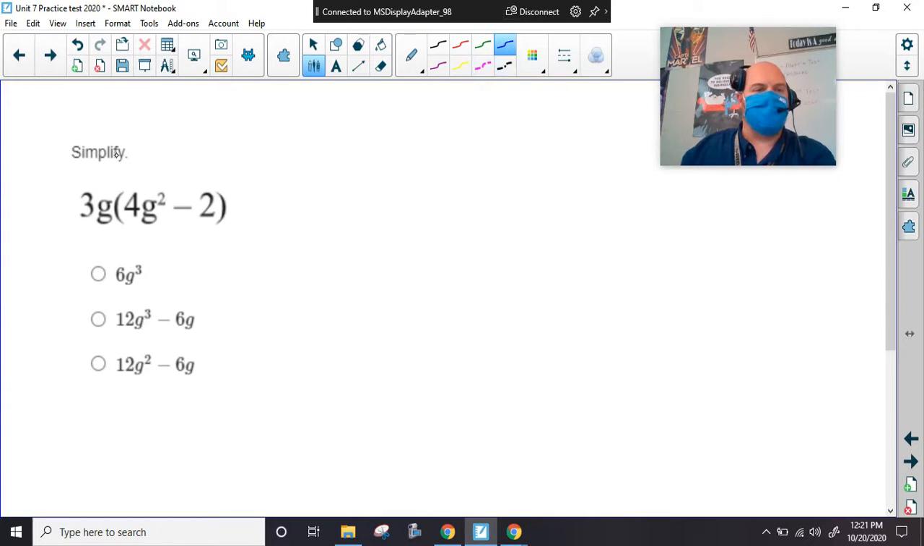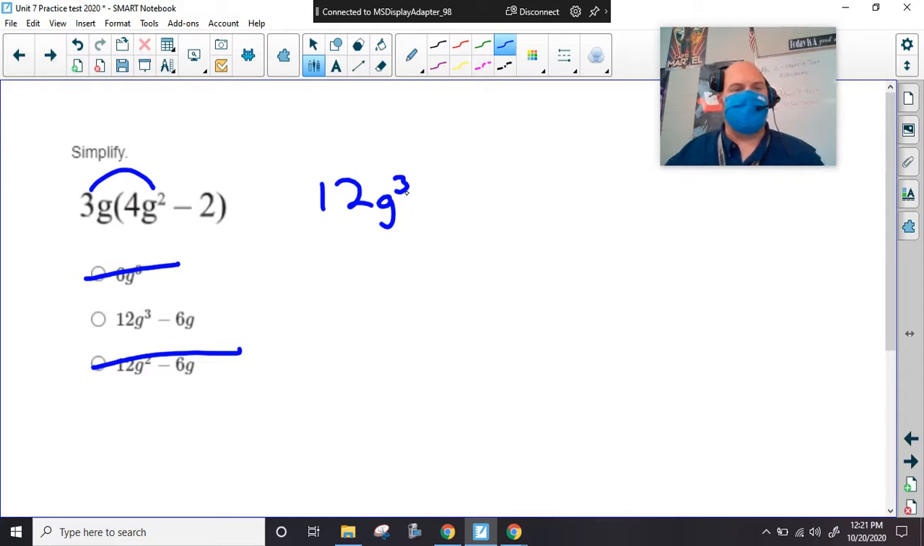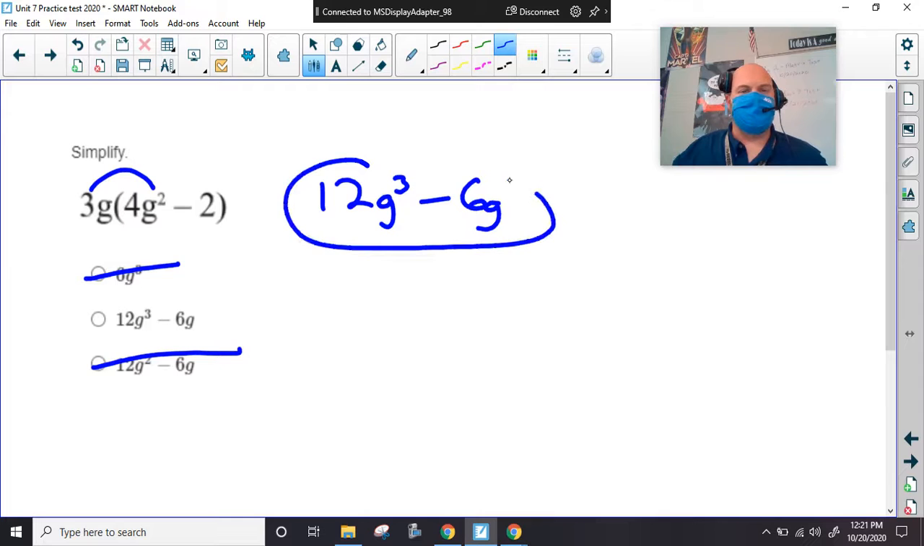All right. Now we're doing distributive property. So we multiply. We have 3 times 4, so we get 12. That one's out of the way. Now, what's going to be our power of g? Yeah, to the third power. Remember, when you multiply, you add. And minus 6g. So it would have been that one right there.